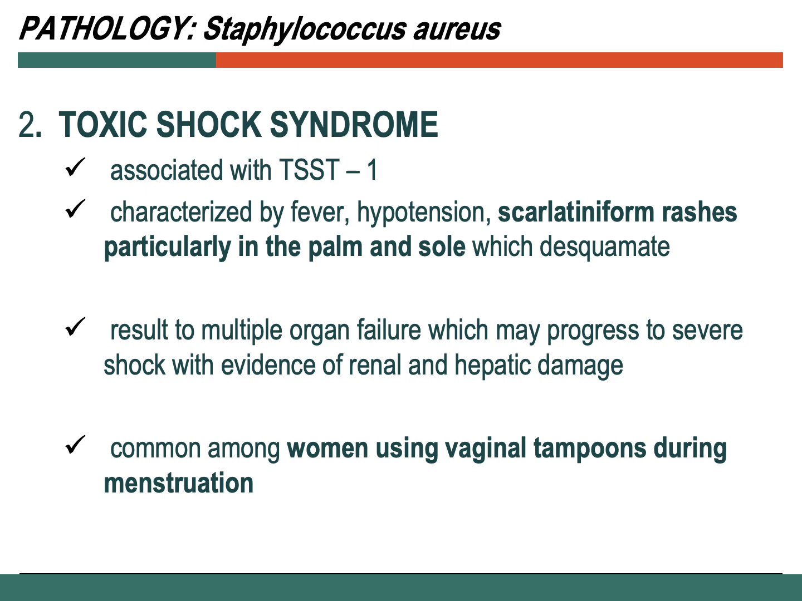Another disease is toxic shock syndrome. As I said, this is associated with TSST-1. It is characterized by fever, hypotension, and scarlet-colored rashes, particularly on the palms and soles, which desquamate. This is the effect of the superantigen because of the release of different cytokines and chemokines. So toxic shock syndrome toxin is also referred to as pyrogenic exotoxin C.